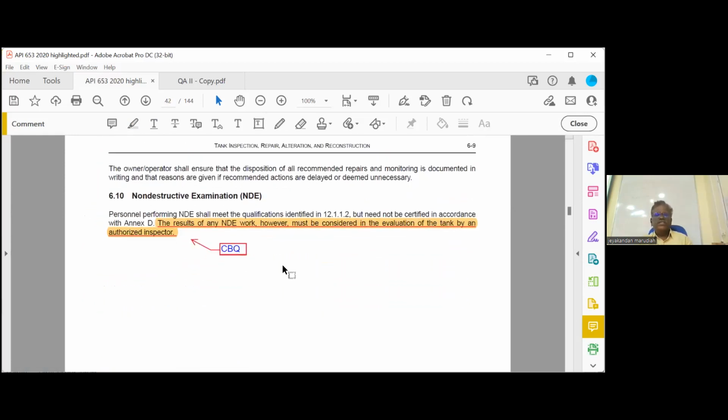The next page, 6-9, non-destructive examination. The result of any NDE work must be considered in the evaluation of the tank by an authorized inspector, because the inspector is responsible for the NDE.